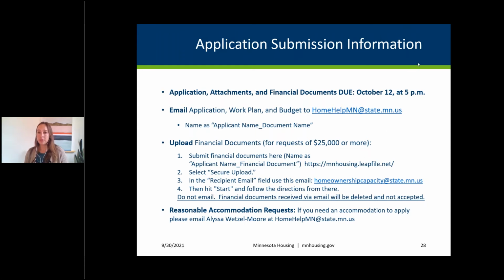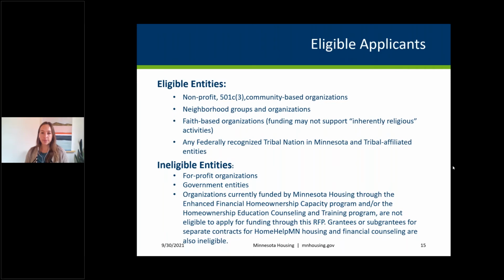Okay, so I'm going to stop sharing my screen and then pull up some of the other questions. The other request was to show the ineligible organizations. So if you are part of the homeownership counseling network, if you're funded, I'll pull up the screen for that really quickly. Okay, here are the ineligible entities. Organizations currently funded by Minnesota Housing through the Homeownership Capacity Program or the Homeownership Education Counseling and Training Program. And we do have a separate RFP for housing and financial counseling services, so those funded entities will also not be eligible. I'll just leave this up for a little bit.